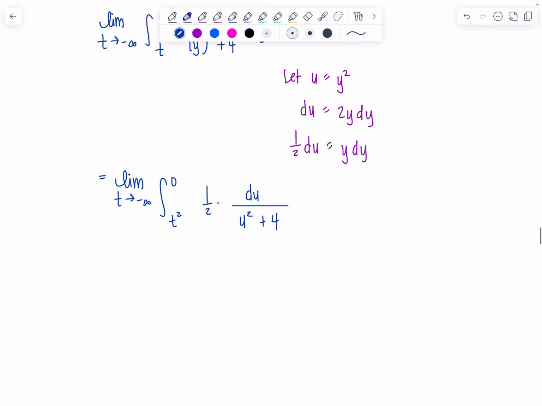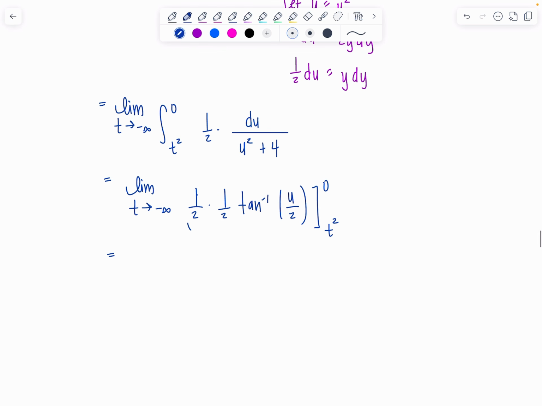So that antiderivative is going to be tan inverse, good. So I'll have the limit as t goes to negative infinity, 1 half, another 1 half, tan inverse of u over 2, evaluated from t squared to 0. You guys, let's just take this 1/4 out. It's bothering me. Limit as t goes to negative infinity. Then this will be tan inverse of 0 over 2 minus tan inverse of t squared over 2.